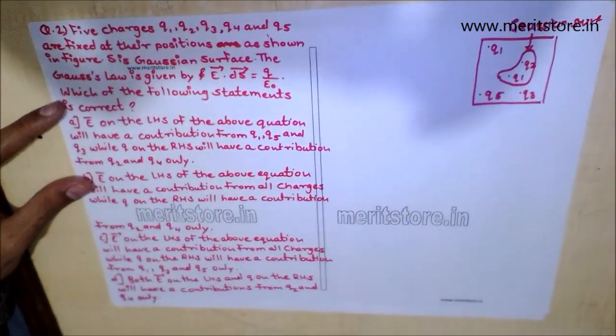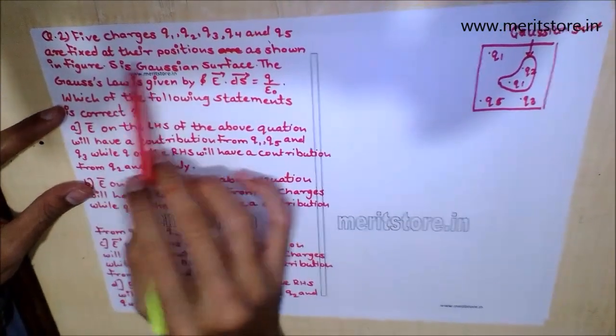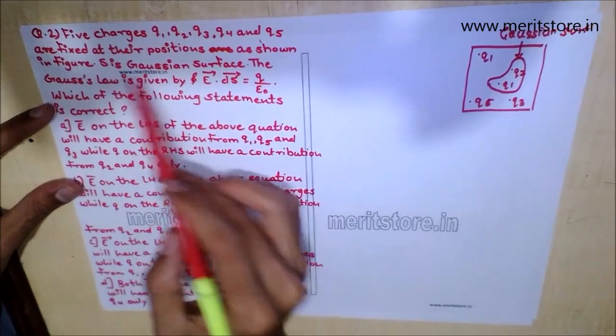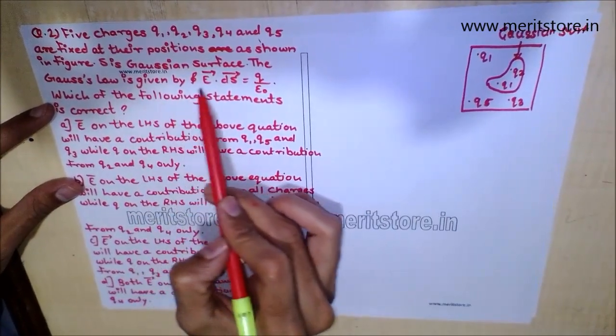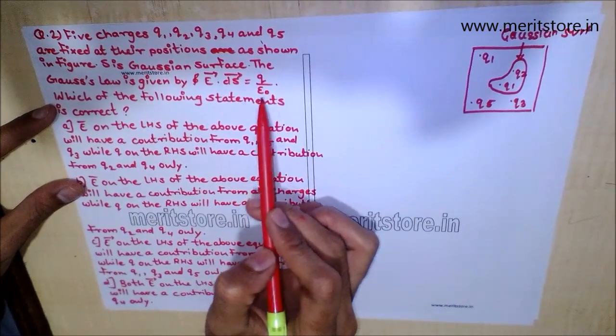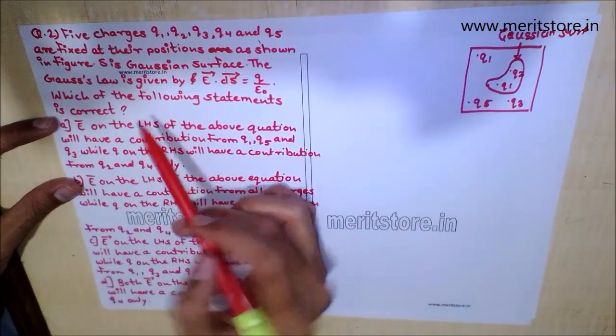Five charges Q1, Q2, Q3, Q4 and Q5 are fixed at their positions as shown in the figure. S is a Gaussian surface. Gauss law is given by the integral of E dot dS equals Q upon epsilon naught. Which of the following statements is correct?